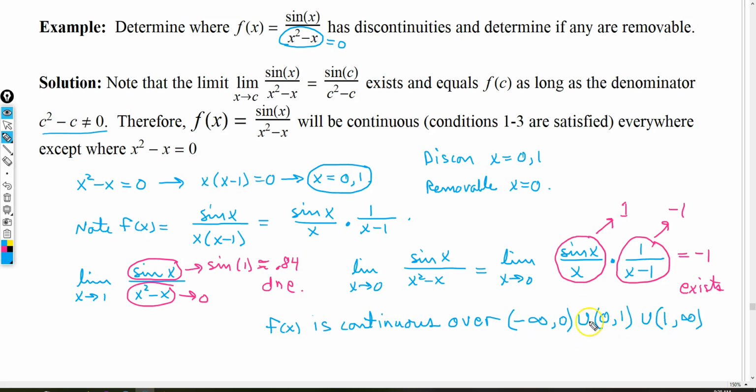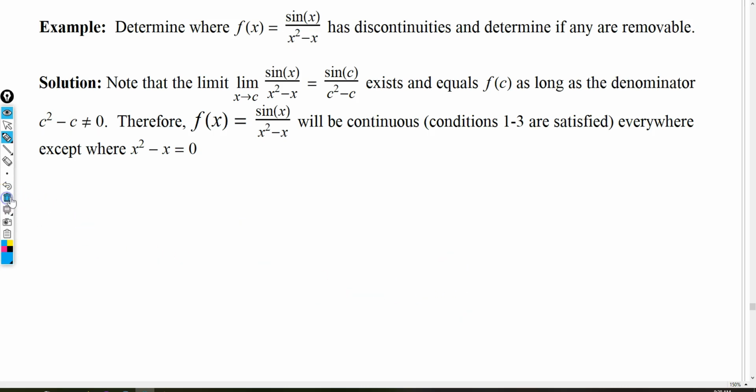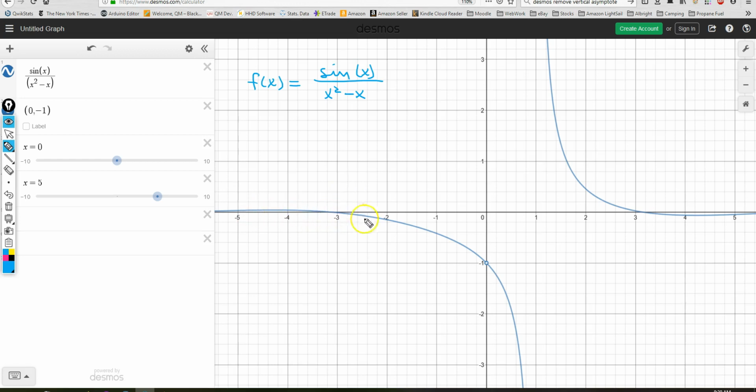So these are the intervals over which this function is continuous. Notice we just removed the 0 and 1 by using the open parentheses. We removed the 0 and 1 from the real number line. Now let's take a quick look at what the graph of this function looks like. And here's what the graph looks like. You notice that we have a discontinuity at 1.